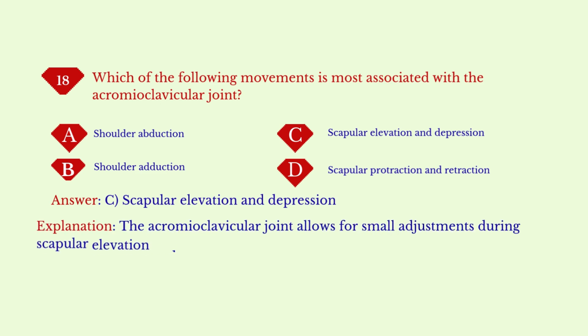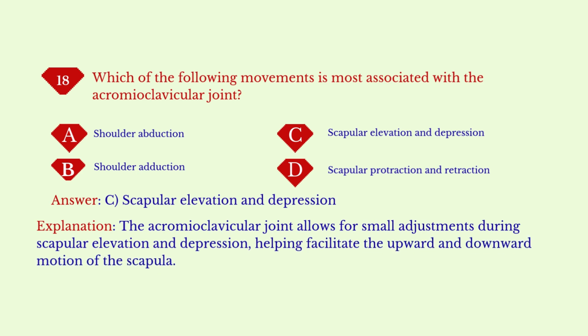Explanation: the acromioclavicular joint plays a role in the movement of the scapula, allowing for small adjustments during scapular elevation and depression. It helps facilitate the upward and downward motion of the scapula as the arm moves.